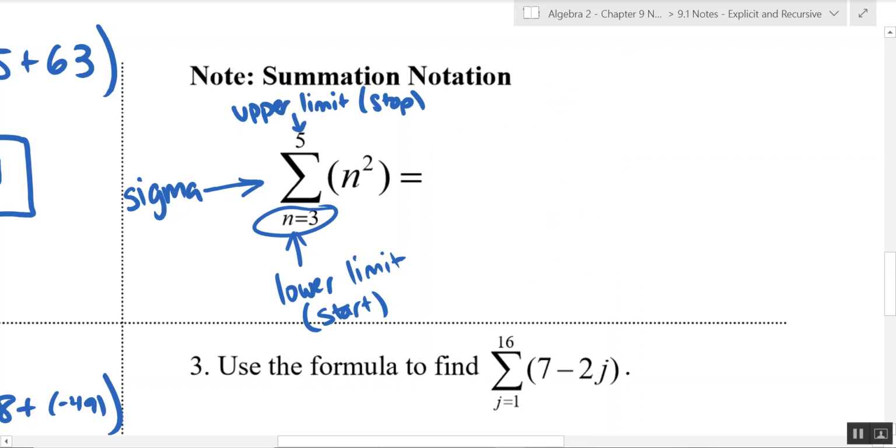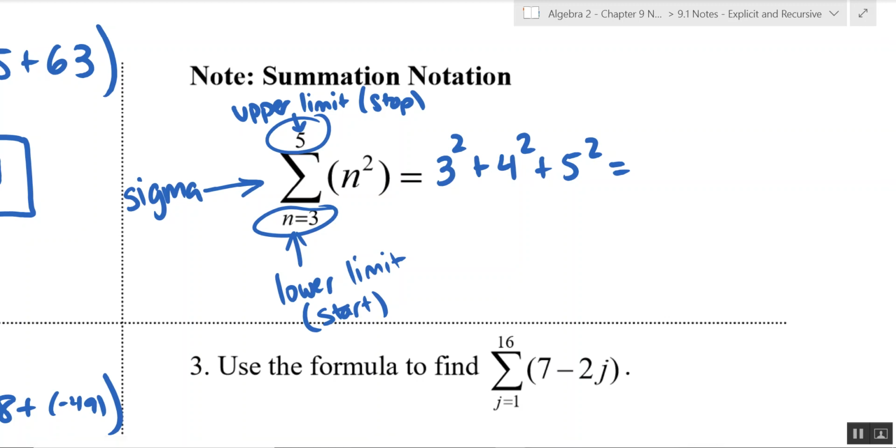So if we plug in 3 first, we're going to get 3 squared. And then the next term would be 4 squared. And we're going to go all the way until we get to our ending point, which is the upper limit of 5. So we start at 3, stop at 5, and we're just plugging those values into the n squared expression. And so obviously 3 squared would be 9, 16, and 25 for 4 squared and 5 squared respectively. If you add those all together, you'd get a total of 50.